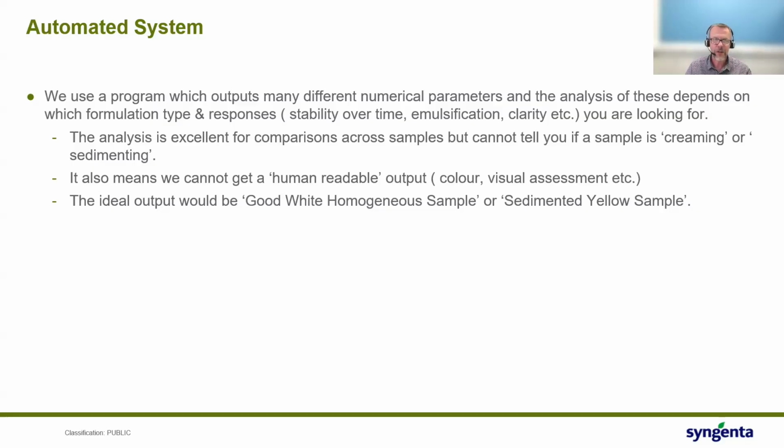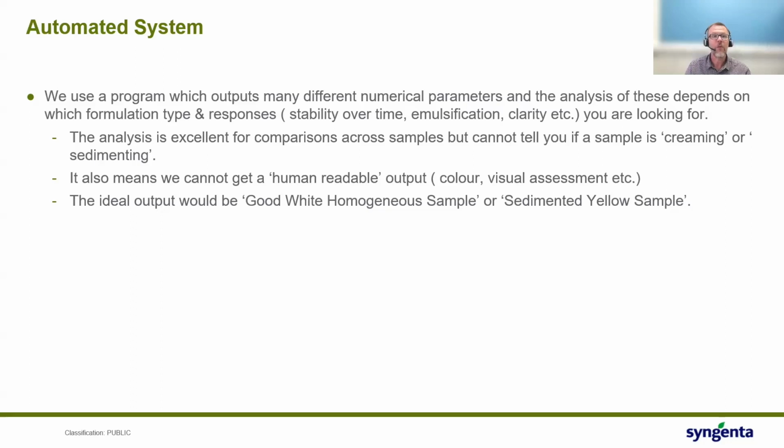So it's very much up to the individual, normally myself, to put all these numbers together and tell the chemist what the sample is. Is it a good white homogeneous sample, which is the ideal, or is it a sedimented yellow sample? As part of the numbers, we can get the color, but it's quite time consuming to do that.